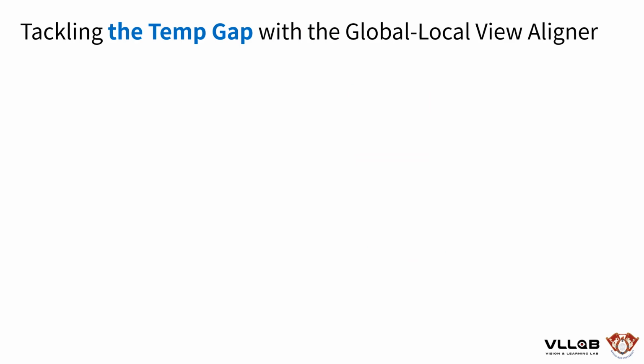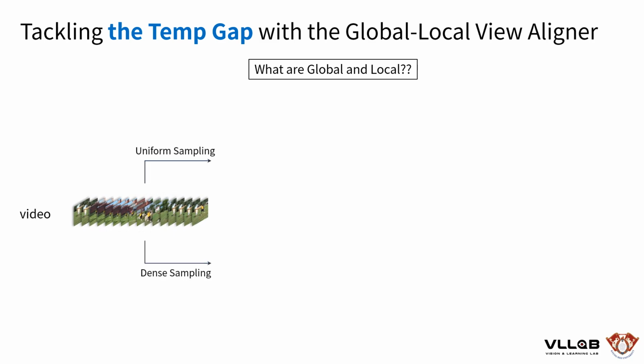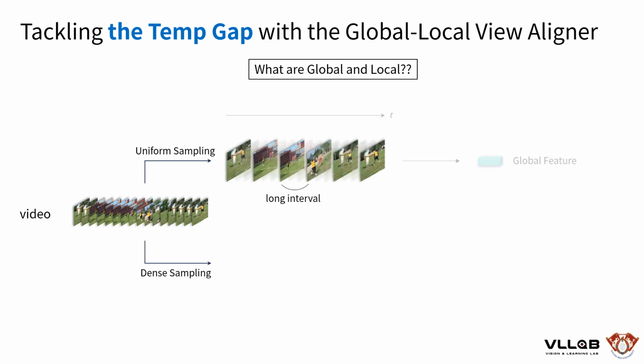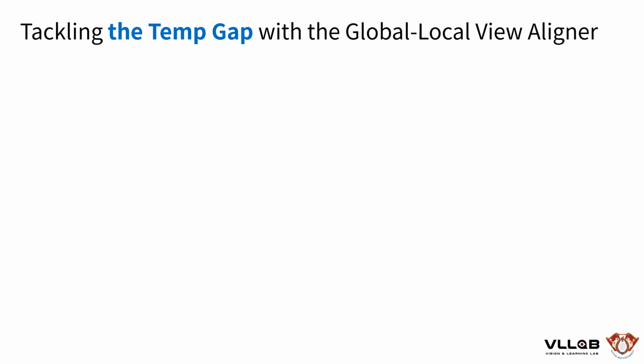Before we go deep into it, I think I should talk about what global and local features are. We'll have a video in frames. But we'll not use all the frames, but we do samplings, uniform and dense. In uniform, we have a long interval, and we can regard it as a global feature. In dense, it's a short one, and this is going to be a local feature.